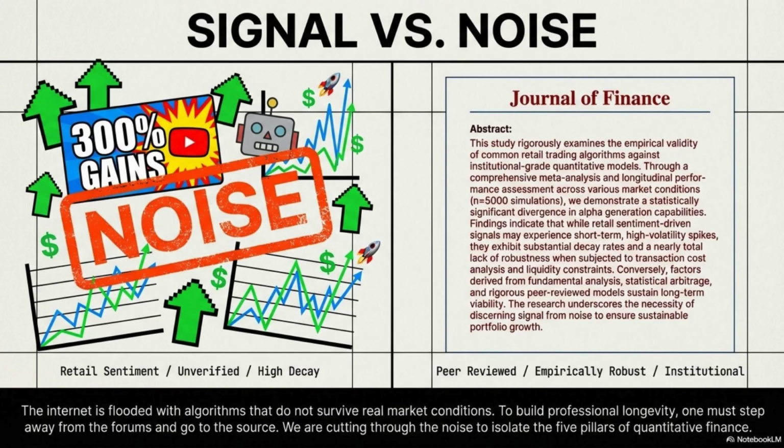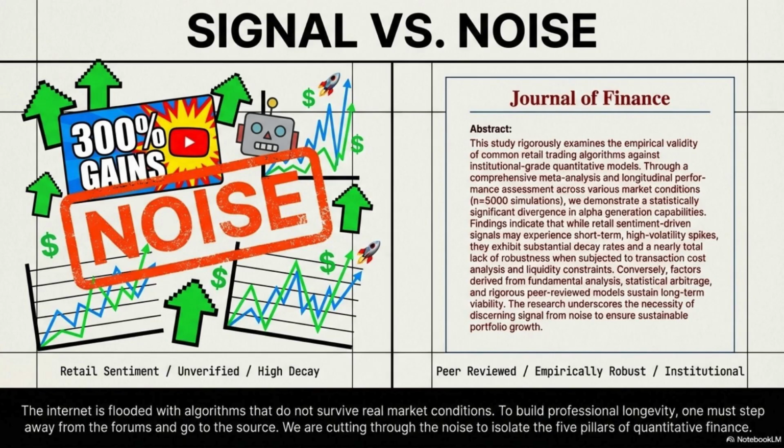If you want to build a career in quantitative finance, or if you want to build algorithms that actually survive real market conditions, you need to step away from the forums and go to the source. You need to read academic research. But there are tens of thousands of papers out there. Most are overly theoretical, some are outdated, and many just don't work in practice. So where do you start?